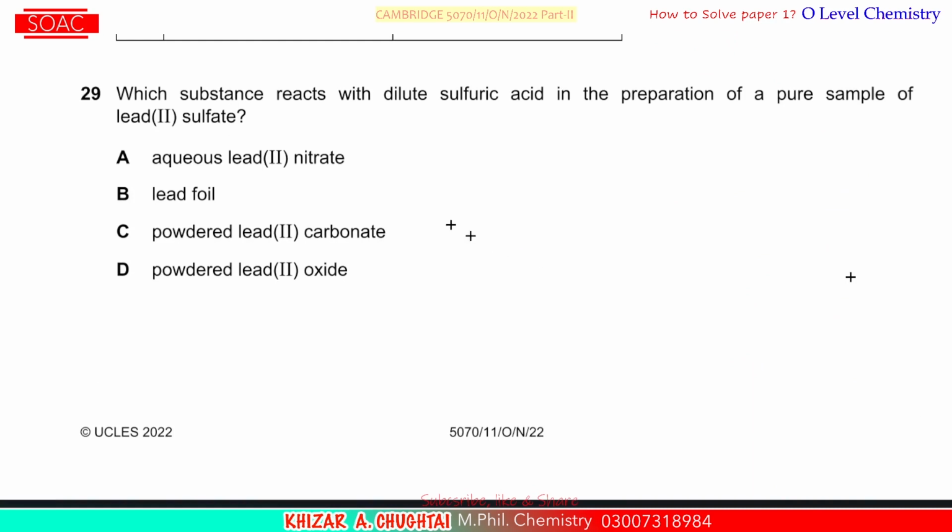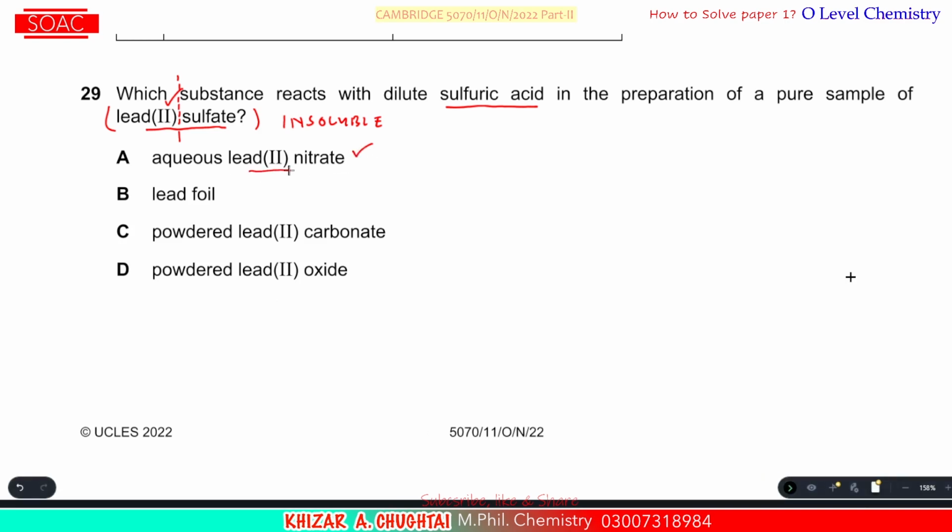Question number 29. Which substance reacts with dilute sulfuric acid in the preparation of a pure sample of lead(II) sulfate? Lead sulfate is an insoluble salt. So we need 2 soluble compounds, aqueous solutions. One is sulfuric acid, the other must be a salt that has the lead 2 positive ion. So a water soluble compound of lead, aqueous lead nitrate. Yes, all nitrates are water soluble, so it's the correct option.